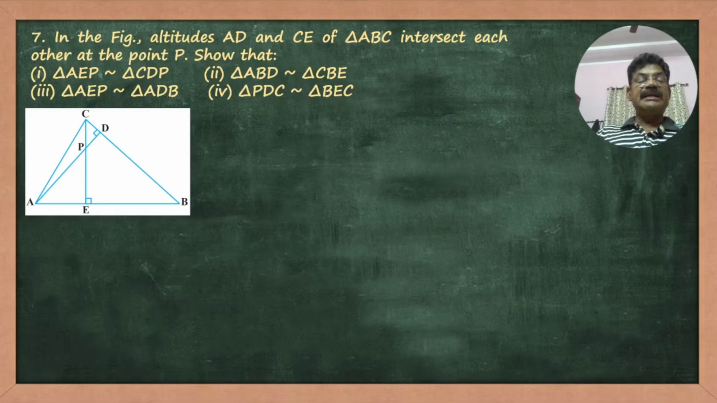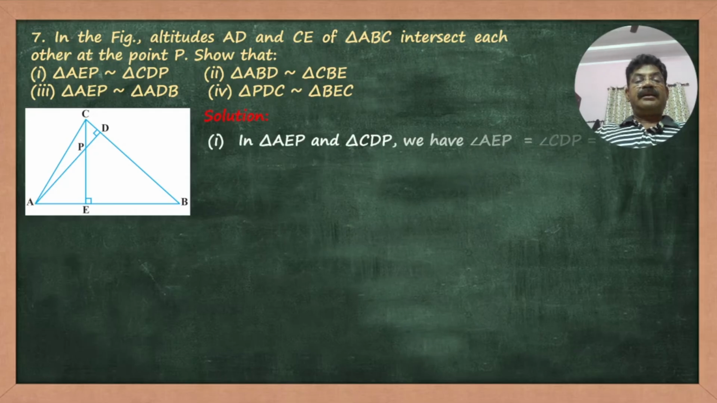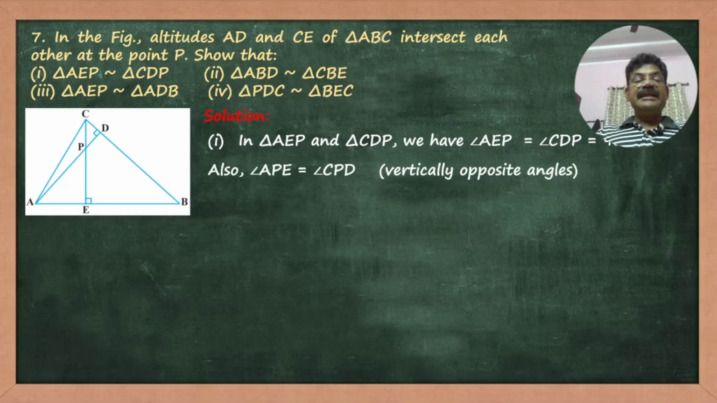Now you look at the diagram carefully. Let us prove one by one. In triangle AEP and triangle CDP, we have angle AEP equal to angle CDP is equal to 90 degree. By inspection, you can observe this. Also, angle APE is equal to angle CPD. They are vertically opposite angles. So, by AA similarity, we have triangle AEP is similar to triangle CDP.